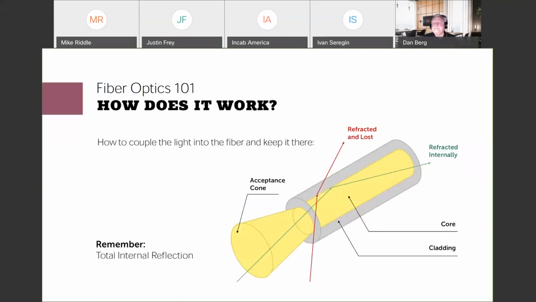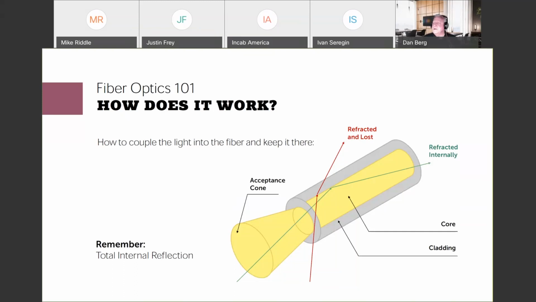How does it work? Well, this is a pretty cool slide here. This kind of shows you what internal reflection is all about and some of the other terms that we're going to be discussing. We see the acceptance cone on the end of the fiber, and what this is telling us is that within this axis, within these angles of refraction, all the light that enters that acceptance cone will be propagated down the length of the fiber. If it's outside that acceptance cone, it'll be refracted into the cladding and lost.